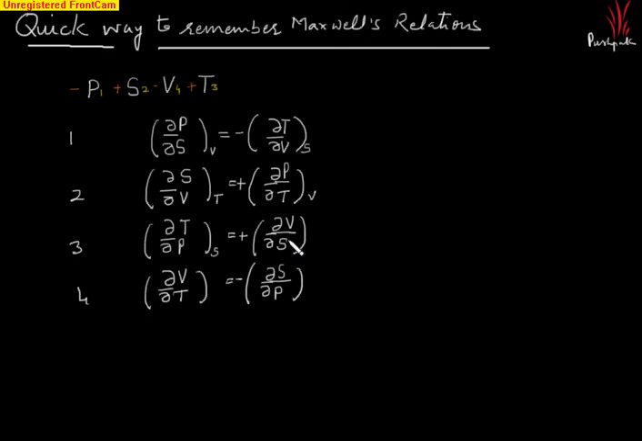In this equation, temperature is changing with pressure, so this entropy will remain constant. Here volume is changing with entropy, therefore this pressure will remain constant. And in the last equation, volume is changing with temperature, therefore this pressure will remain constant. And here entropy is changing with pressure, therefore temperature will remain constant. So these are the four Maxwell relations, and it is quite an easy way to write down all these equations.